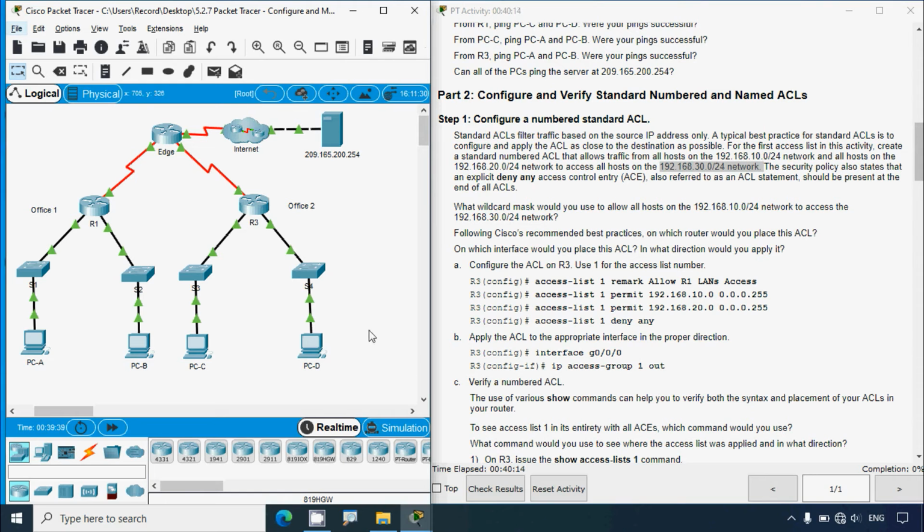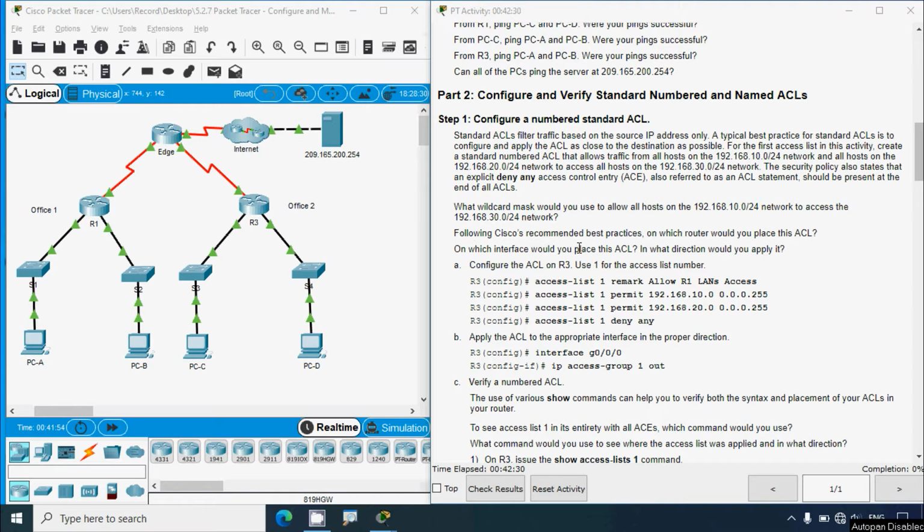Now our ACL policy is clear. That means this network and this network only are allowed to access this network, and all other networks are not allowed to access this network. What wildcard mask would you use to allow all hosts on the 192.168.10.0/24 network to access the 192.168.30.0/24 network? So here the prefix they given is /24, that means the wildcard mask will be 0.0.0.255.